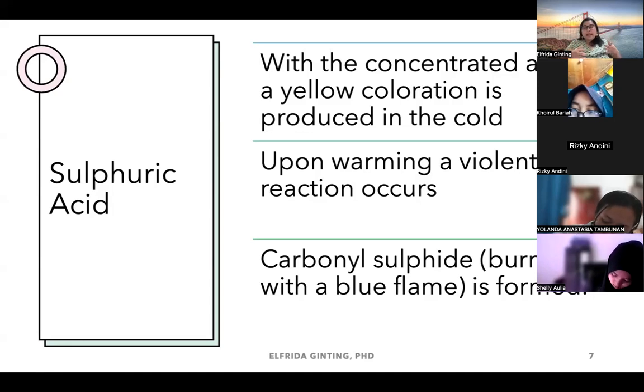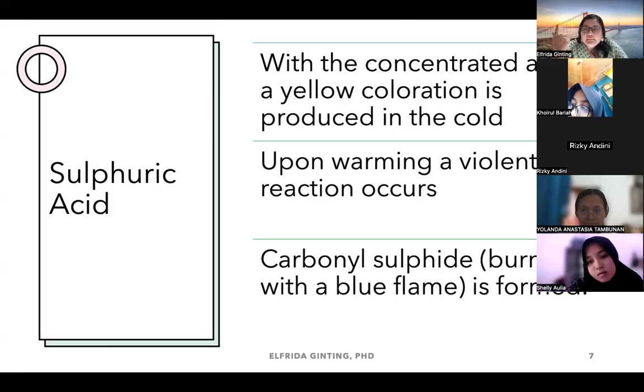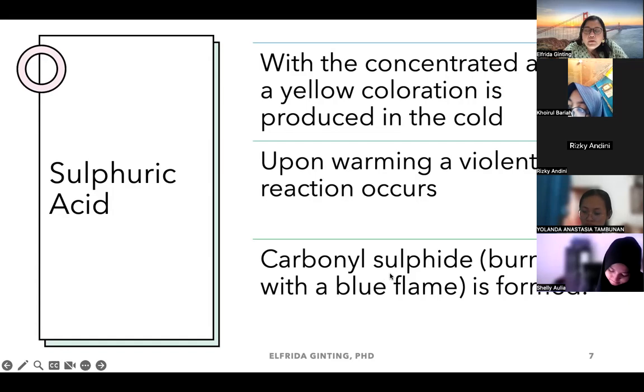So there is a step. You mix sulfuric acid with thiocyanate. The solution will change into a yellow color. This is at cold temperature, and then when you warm it up, the reaction will be violent. Why is it violent? Because carbonyl sulfide is forming due to warming up the reaction.